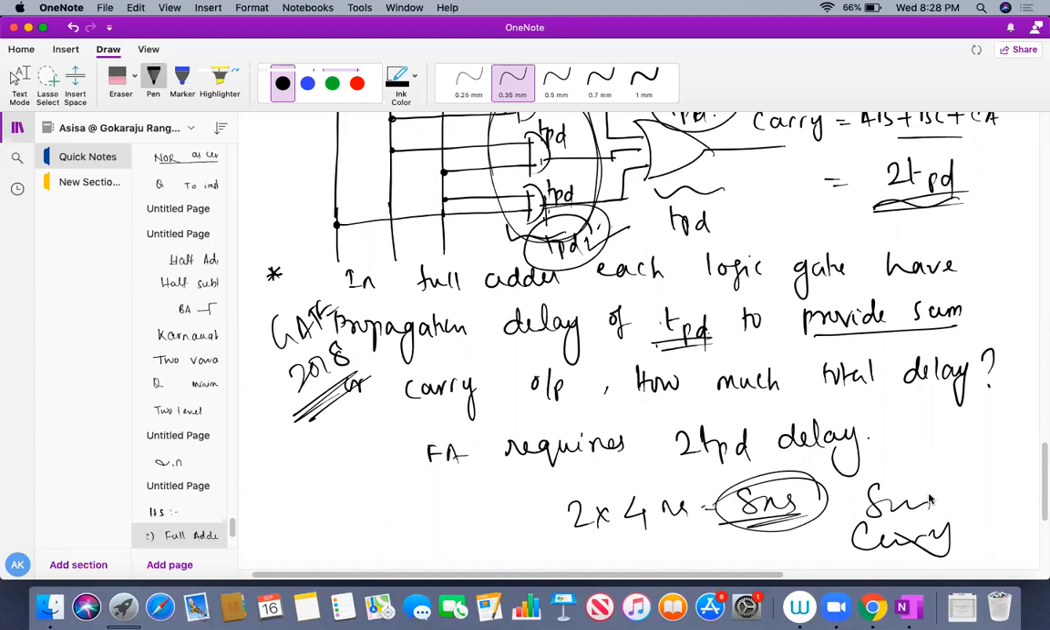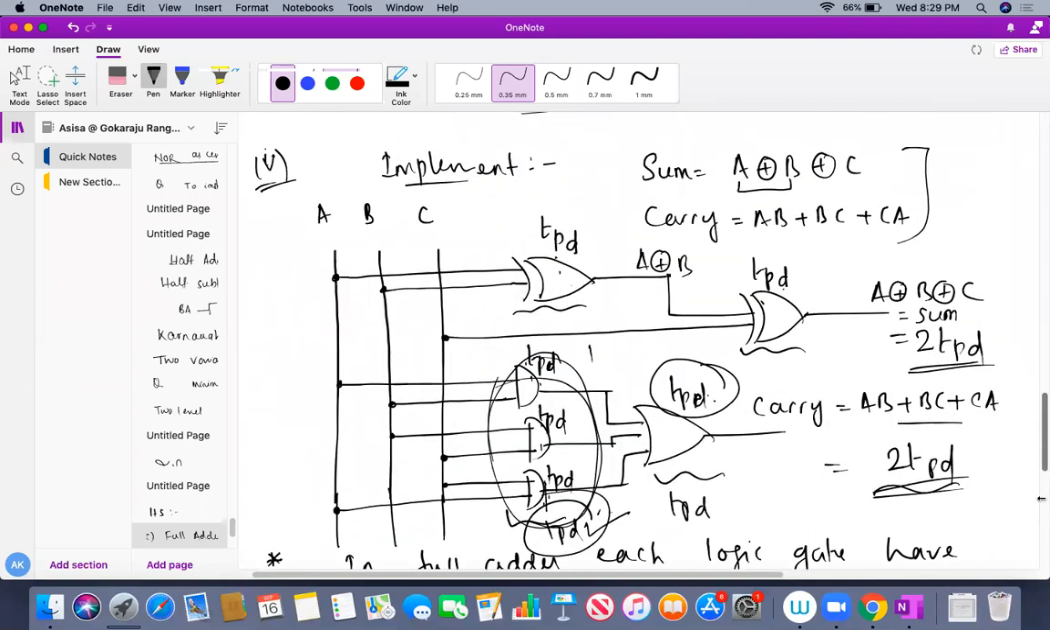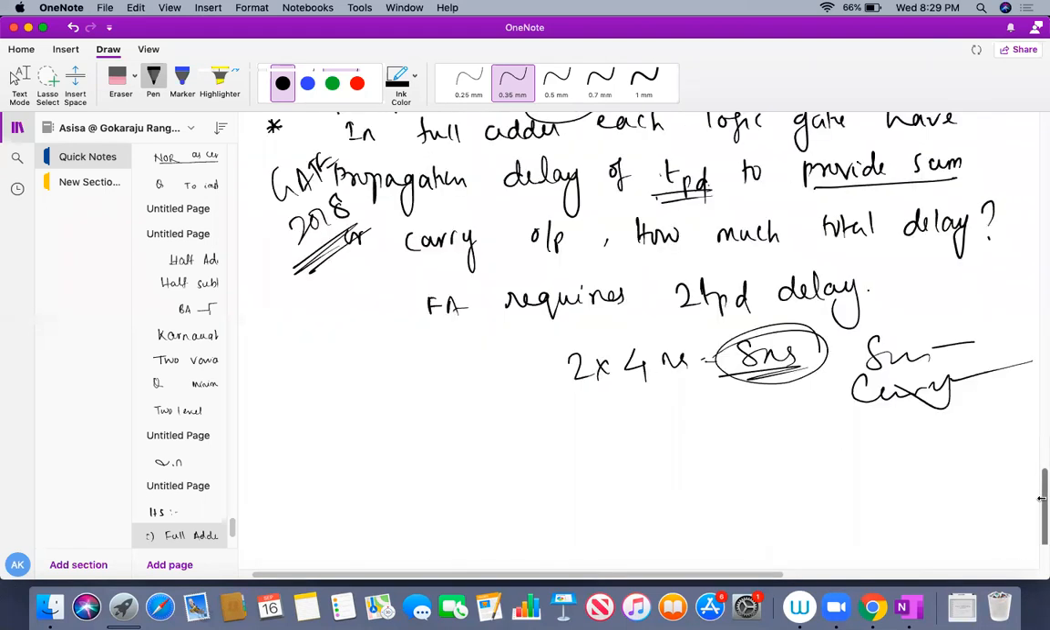Understand? You will get the sum after 8 nanoseconds, and at the same time you can expect the carry also, because of this functionality. Understand, students? This is a very important question. That's why I have written it here and solved it for you.